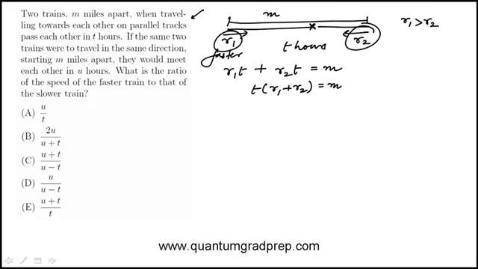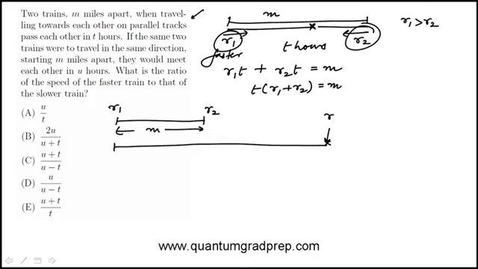Now, the second one says that if they were to travel in the same direction with m miles apart, so let's say the slower one is here, they're m miles apart, and they will meet each other in u hours. So that means that wherever they meet, let's say this is the point where both R1 and R2 reach, that happens after u hours. So the distance that the faster train has traveled is its rate times the time u, whereas the slower train has also traveled R2 times u.